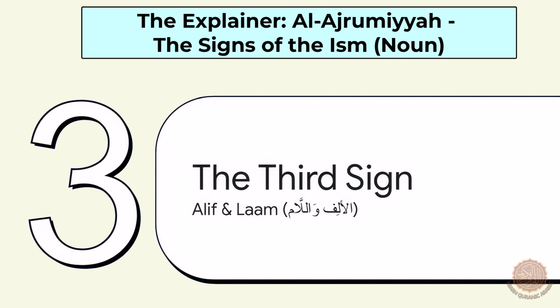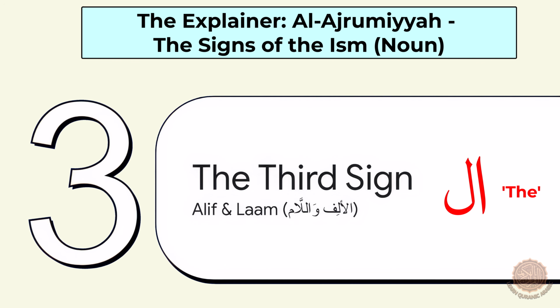Now we're at the third sign of the noun, and you're going to see this one all the time. It's the entrance of the Alif-Lam. The Alif-Lam, together pronounced al, is the definite article in Arabic. It's the same as the in English. The rule is very, very simple. If a word can have al at its beginning, it is an ism.